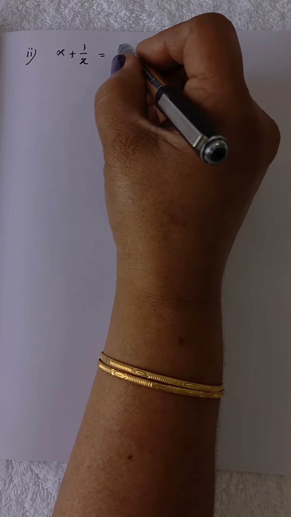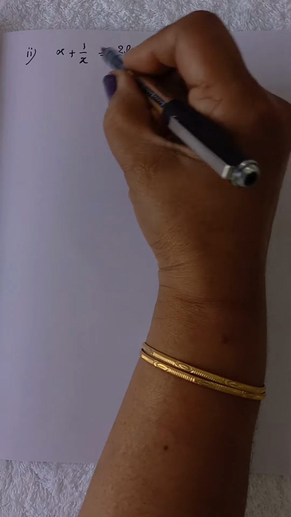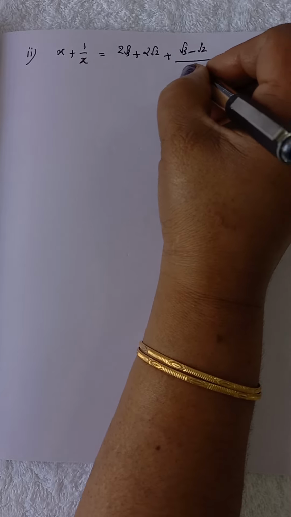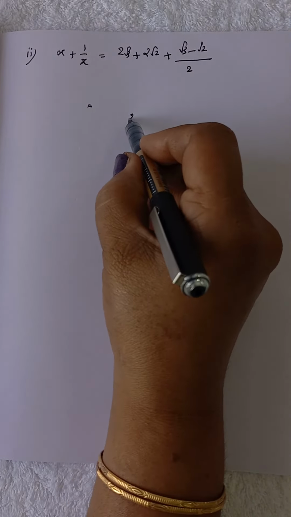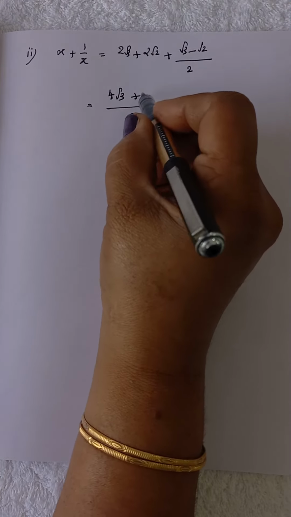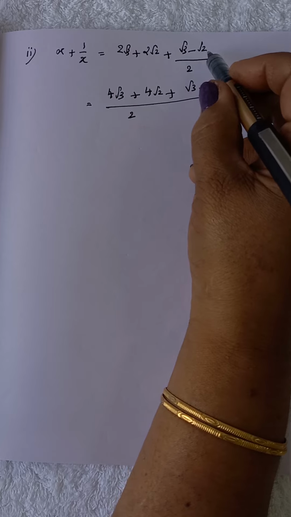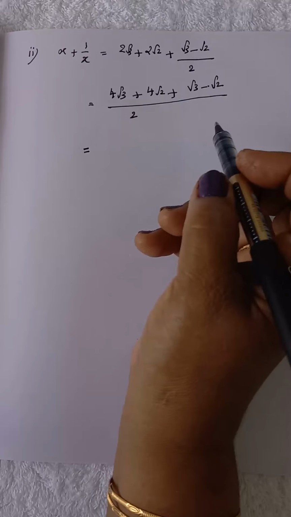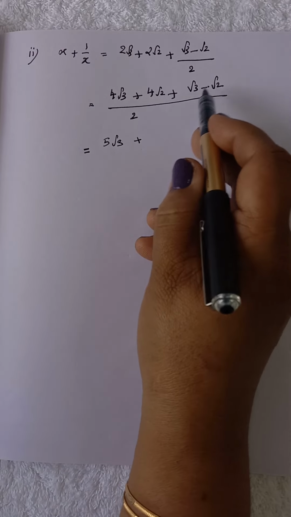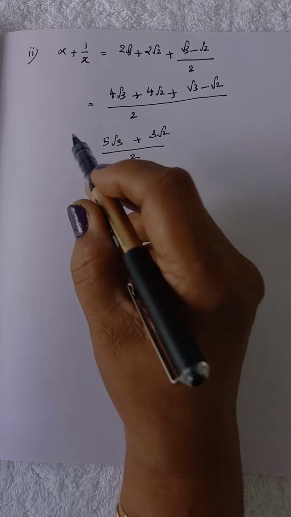We are given x as 2 root 3 plus 2 root 2. We found 1 by x in the first sub question as root 3 minus root 2 divided by 2. So this is equal to, we can take 2 as common denominator. So 2 into 2, 4 root 3 plus 2 into 2, 4 root 2. Here this is 2 by 2 is 1. 1 into root 3 minus root 2 is root 3 minus root 2. This is equal to 4 root 3 plus root 3, so 5 root 3. Then 4 root 2 minus root 2, that is 3 root 2 divided by 2. This is the answer to the second sub question.